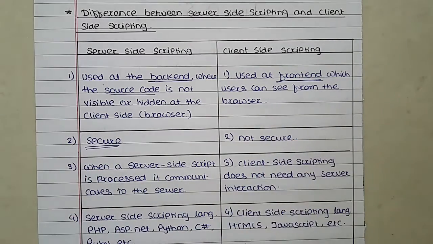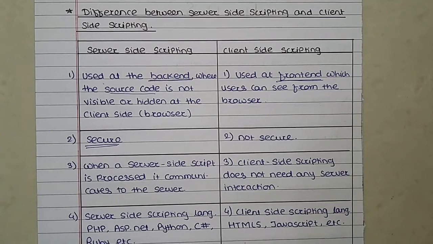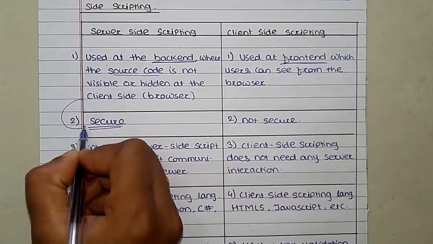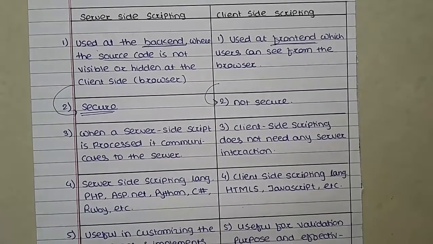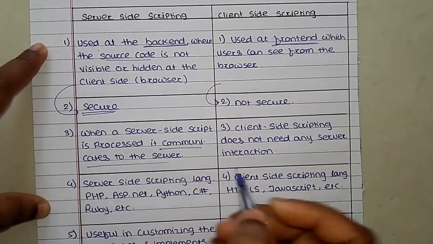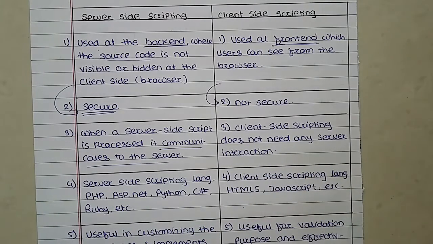But on the other hand, client side scripting is not secure, because the source code is visible to all clients. Next, when a server side script is processed, it communicates with the server. When we execute any server side scripting, first of all it communicates with the server, and client side scripting does not need any server interaction.